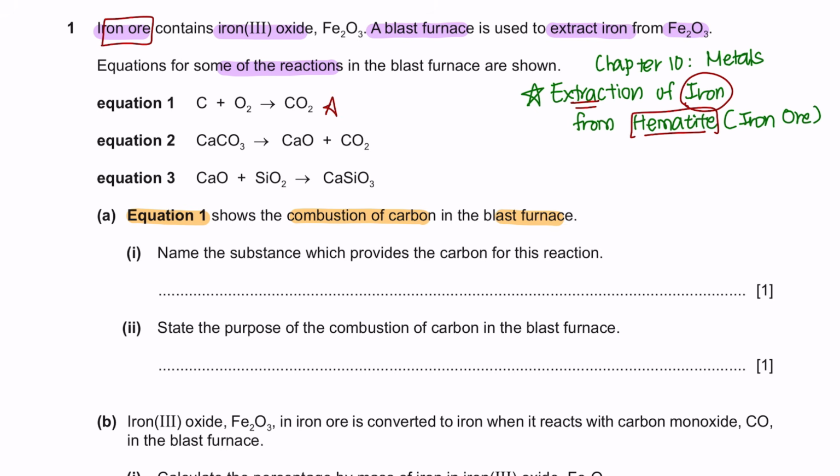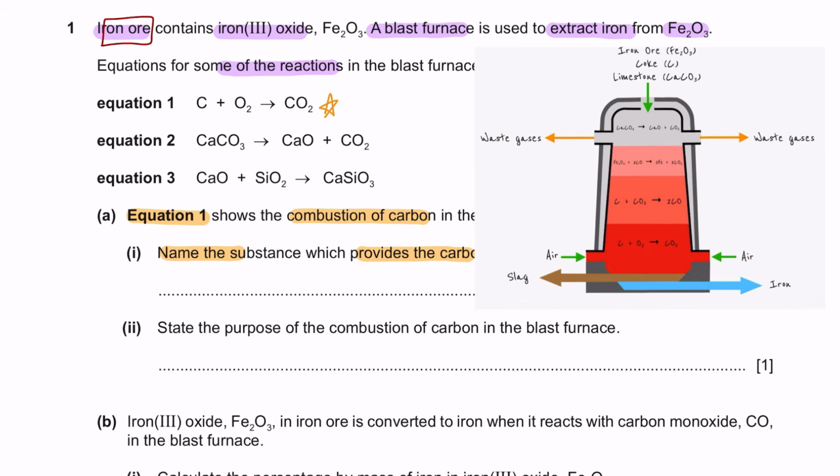This is equation 1. Part 1. Name the substance which provides the carbon for this reaction. The extraction of iron happens in a blast furnace, whereby three raw materials are being added into the blast furnace: the iron ore, which is hematite, coke, and limestone. So the substance that provides carbon is named as coke.